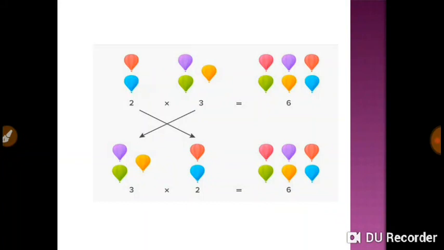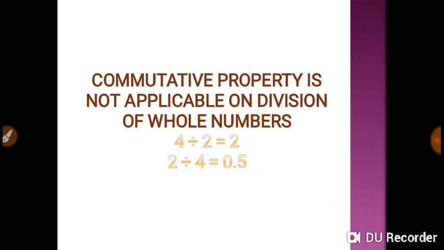Another example, there are 2 balloons multiplied by 3 balloons, which will give you 6 balloons. Or if you multiply 3 balloons by 2 balloons, again the product is 6 balloons only. Commutative property is not applicable on division of whole numbers. For example, when you divide 4 by 2, the answer is 2. But when you divide 2 by 4, the answer is half, that is 0.5.